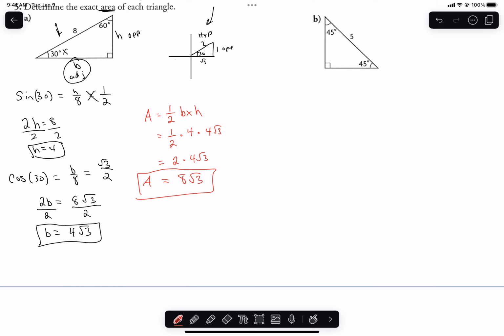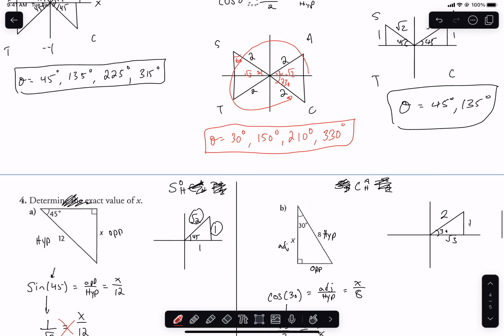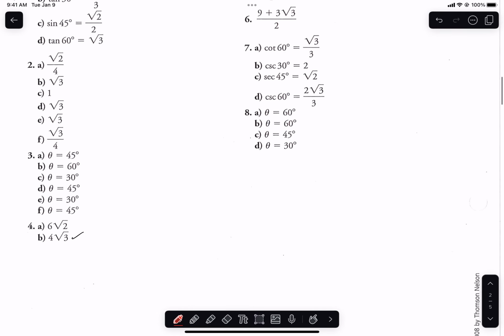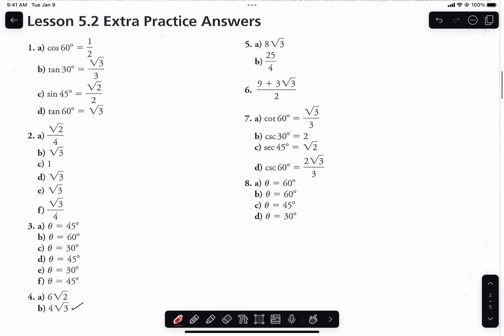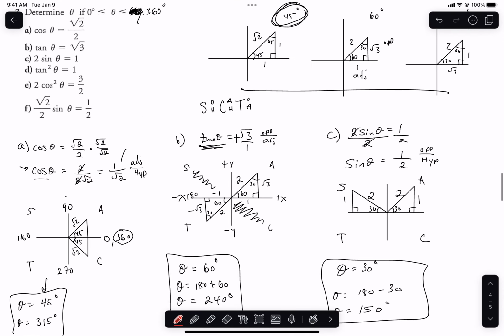So if I go find units, it doesn't give me units, but I'm going to write down units squared for an area. Okay, so I'm just going to check the answer for 5a. And sure enough, here we are, 8 root 3.